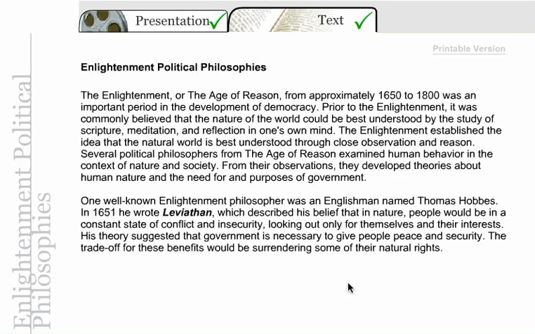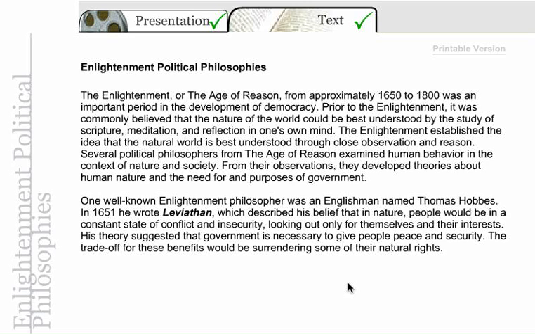So the next screencast is about English Enlightenment philosophies. The Age of Reason, or the Enlightenment, from about 1650 to 1800, was an important part of the development of democracy. Prior to that, there was the belief that you could best understand the natural world through the reflection of one's own mind. The Enlightenment established the idea that it's best understood through observation and reason, not through meditation and scripture.